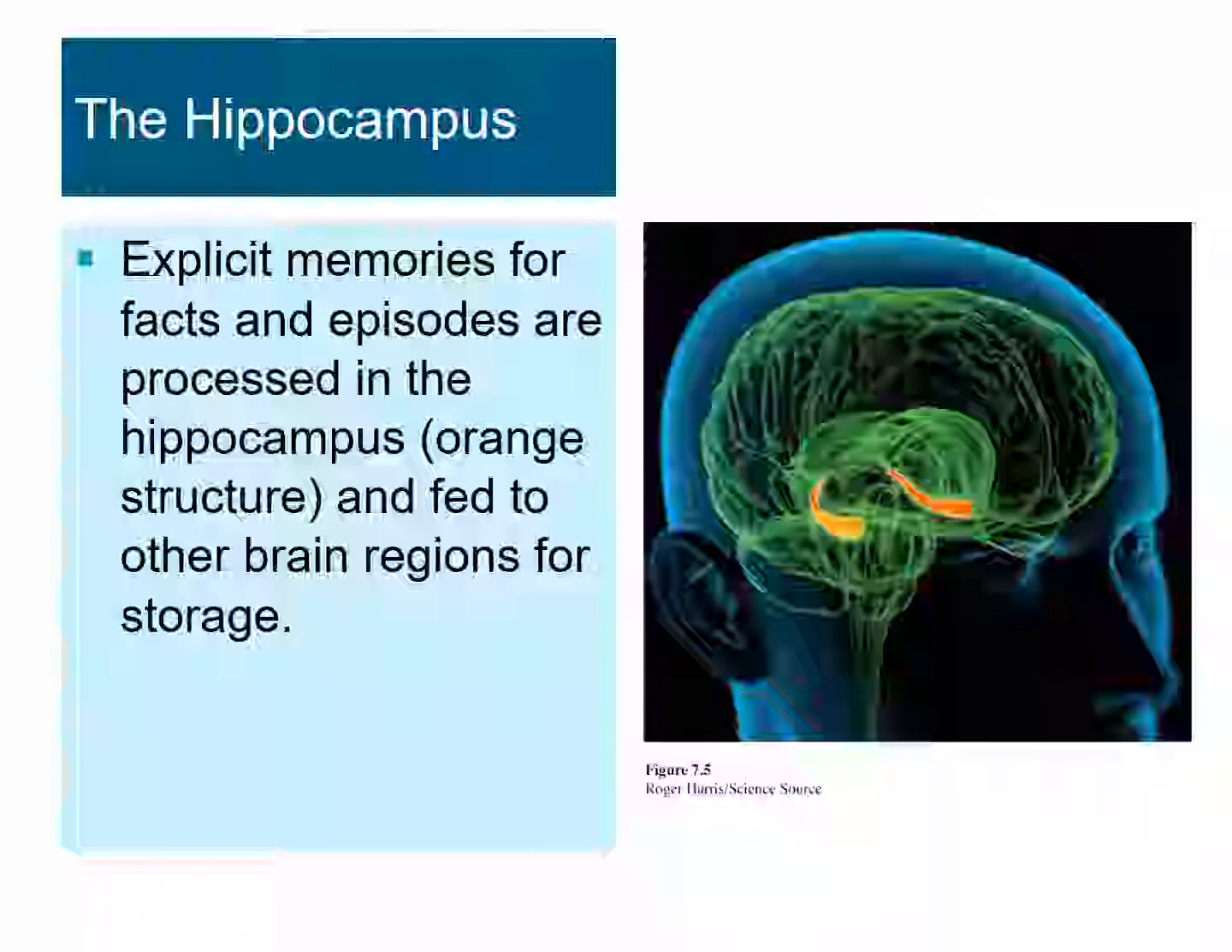So here's part of the brain that has the hippocampus in it. That's the whole brain that you see, the green thing, or at least an image of it. And in that inner area is where the hippocampus is. Explicit memories for facts and episodes are processed in the hippocampus. That's the orange structure. And they're fed to other brain regions for storage.